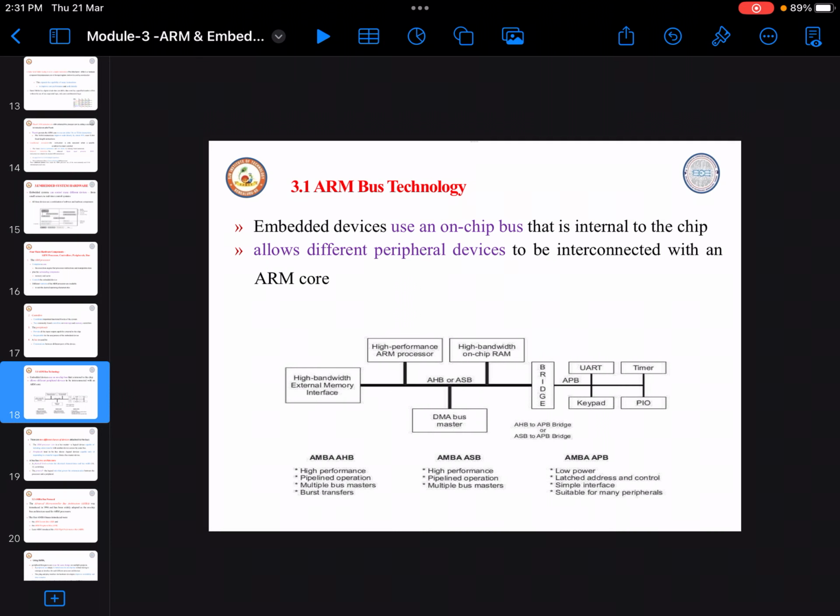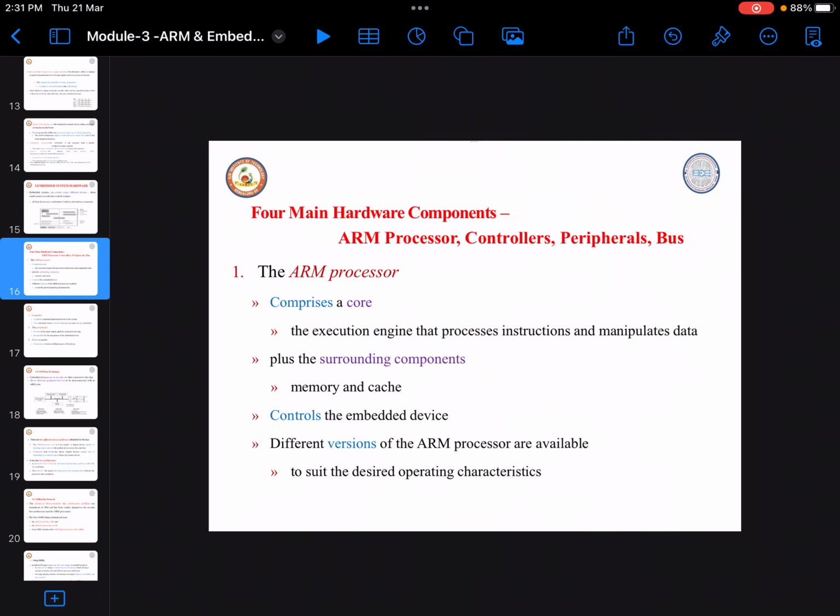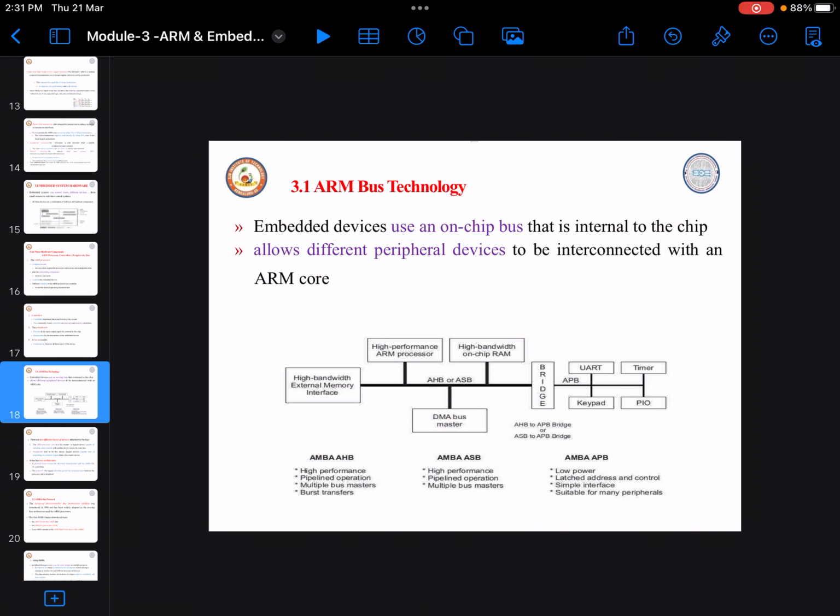We were discussing embedded system hardware. In that, there are four major components: ARM processors and controller, peripherals, and bus. Under the bus, we were discussing ARM bus technology. Embedded systems use an on-chip bus, which is internal to the chip. It allows different peripheral devices to be interconnected with an ARM core. That is the purpose of the bus.